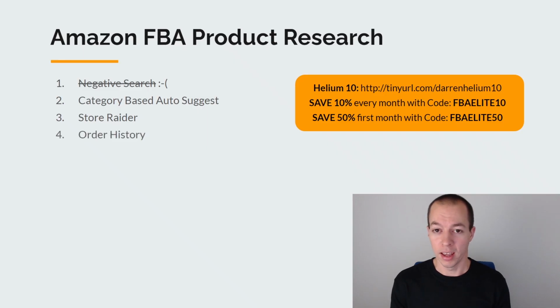Now, this next one is something that someone suggested to me on FBAelite.com. So a shout out to Pav for this suggestion, as I think it's a really, really good idea. And that is to look through your order history. And let me explain why it's so powerful once I've taken you back over to Amazon.